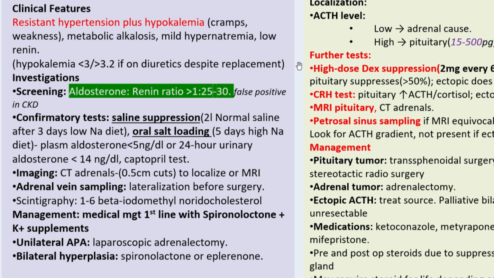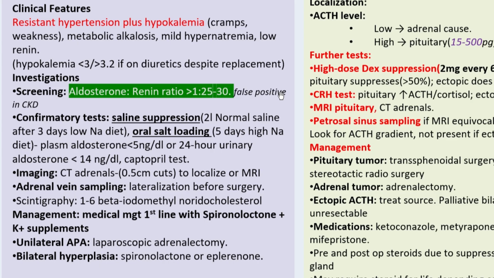So the investigations we do start with the screening, where you do the aldosterone and renin ratio, and when the ratio is above 1 to 25, 1 to 20, some books say 1 to 20 to 30, we are going to conclude that maybe we have a primary hyperaldosteronism. And sometimes we have false positives, especially when we have patients with CKD.